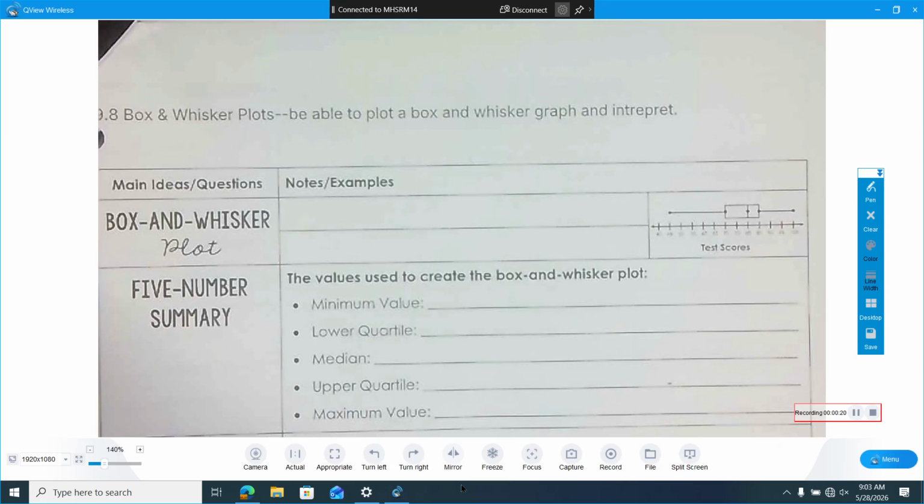Before seeing them in this class, had you ever worked with box and whisker plots before? No. I hear a mix of yeses and no's. Okay, I see mostly no's.